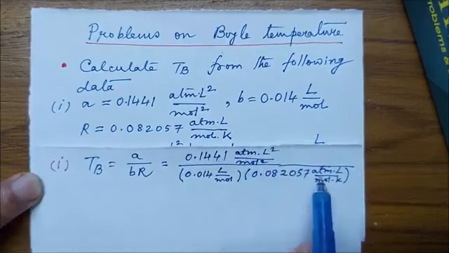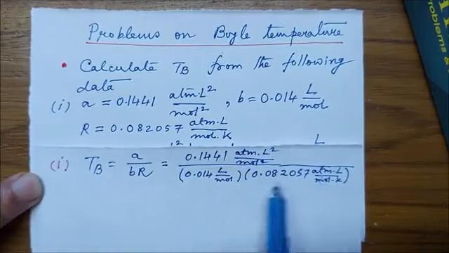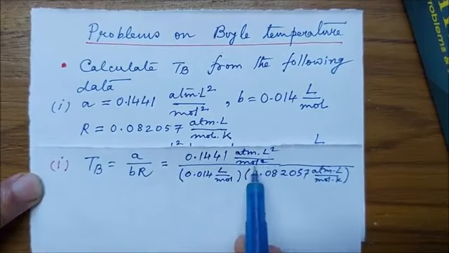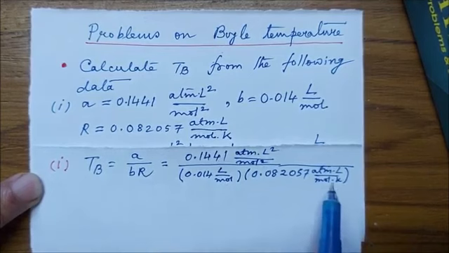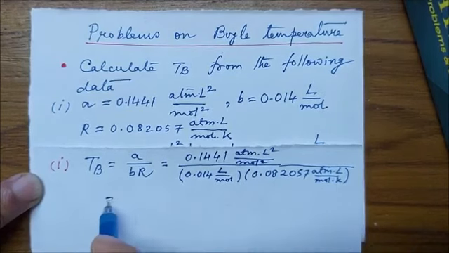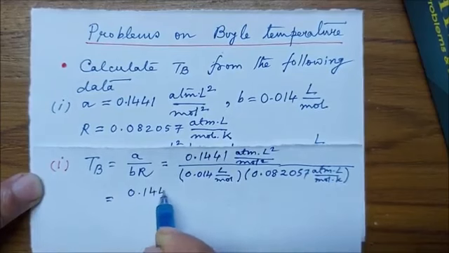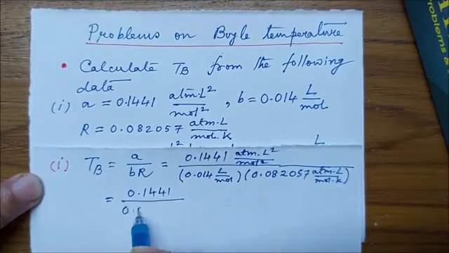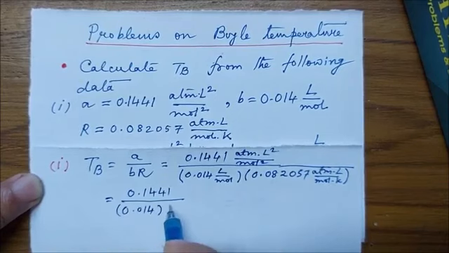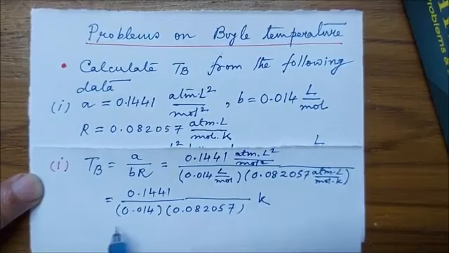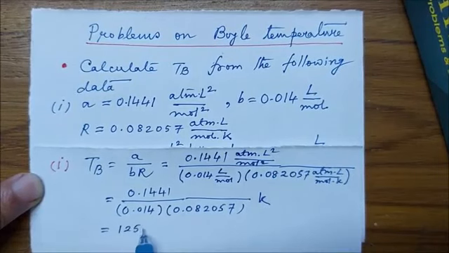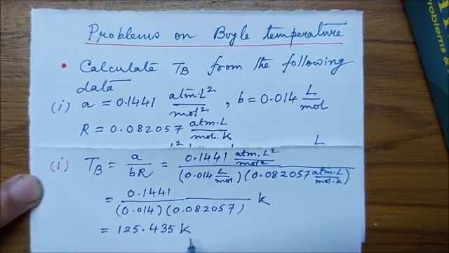This atmosphere will cancel out because of this atmosphere. L and L will cancel this L square. Mole square will be cancelled by mole into mole, and only K, that is Kelvin, will remain. So what we have is, and this gives, on evaluation it can be verified or checked.